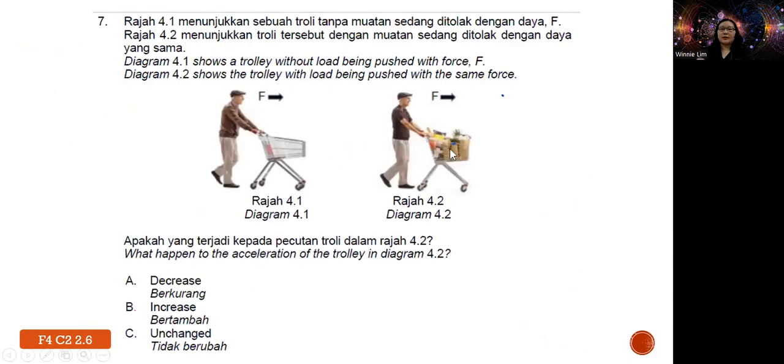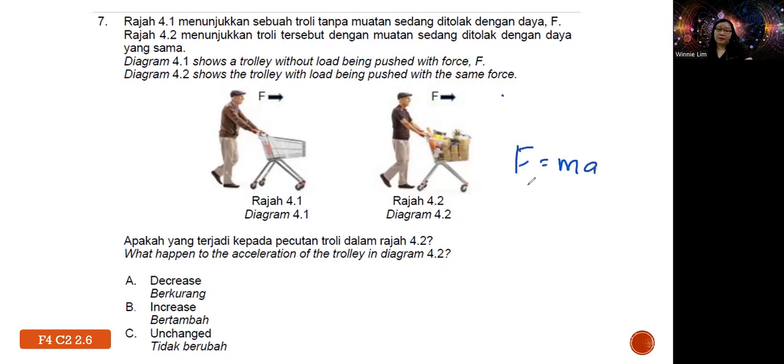Question 7. Diagram 4.1 shows a trolley without load being pushed with force F, and diagram 4.2 shows the trolley with load being pushed with the same force. What happened to the acceleration of the trolley in diagram 4.2? Okay, based on this idea, this concept is related to Newton's second law of motion, which is F equals to ma.